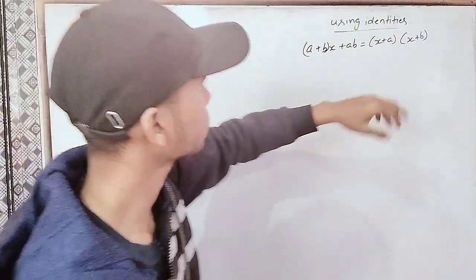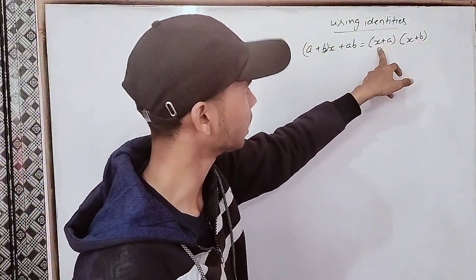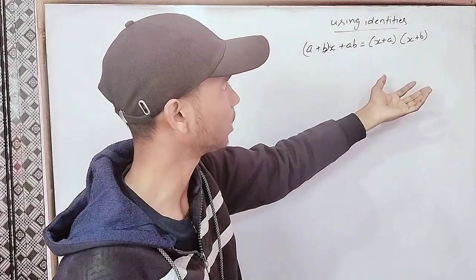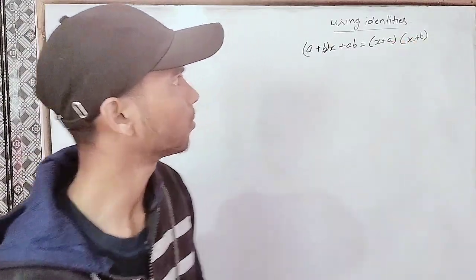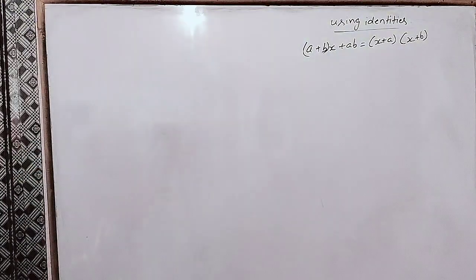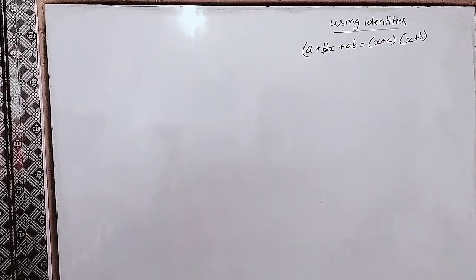Clear? So a plus b with the x, and then we will write a x plus a plus b, with x, then a plus b.